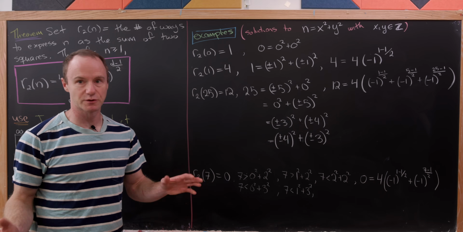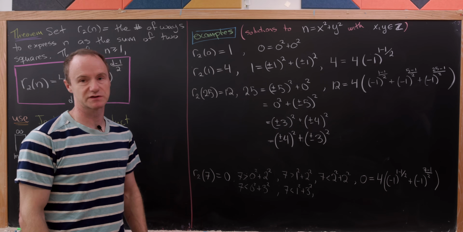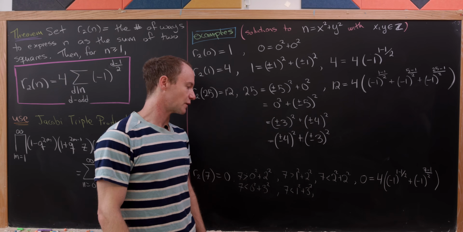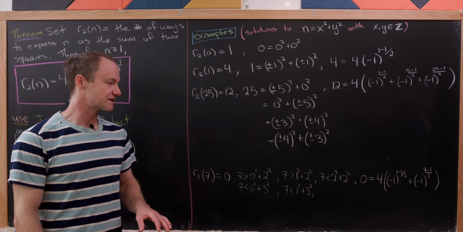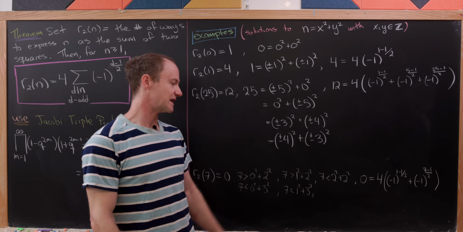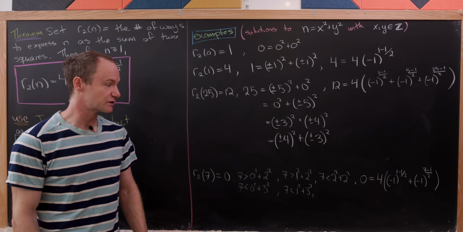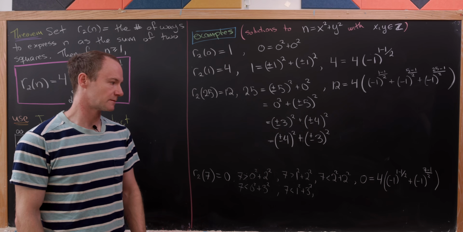So that means 0 squared plus something squared won't work, but that's obvious because 7 is not a perfect square. 7 is bigger than 1 squared plus 2 squared, but it's less than 1 squared plus 3 squared. So 1 squared plus something squared won't work. And then 7 is less than 2 squared plus 2 squared. So 2 squared plus something won't work.